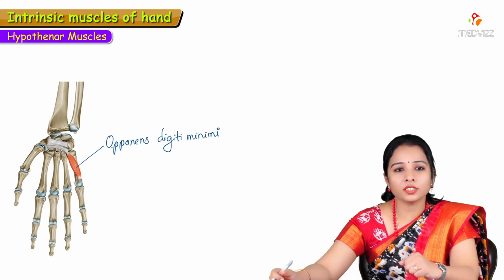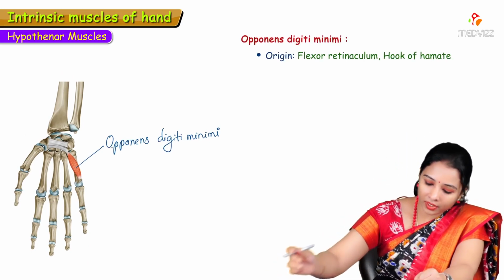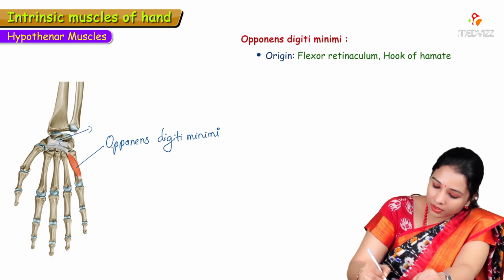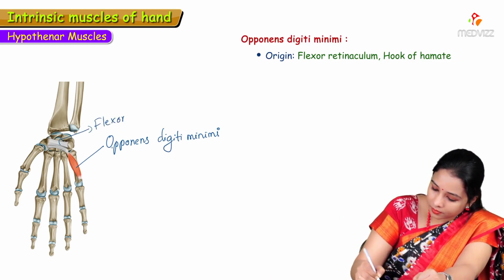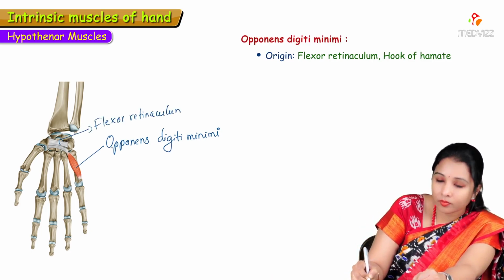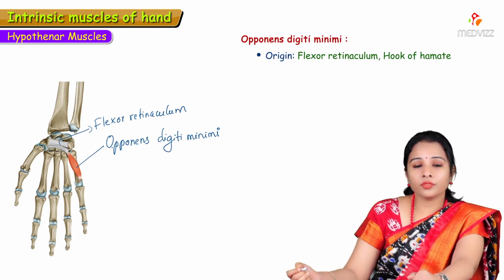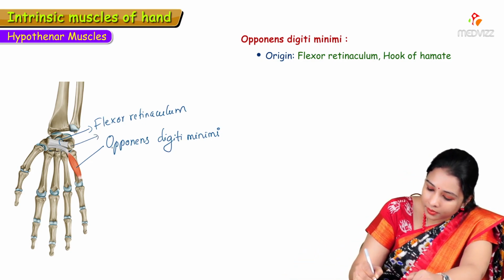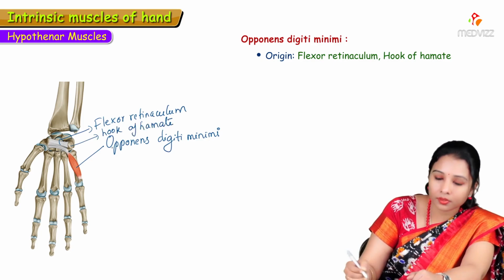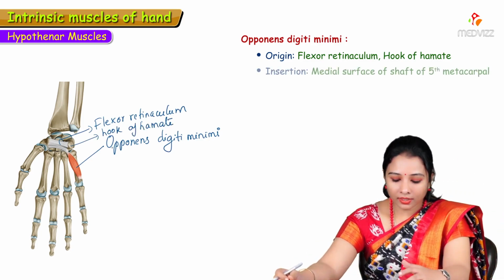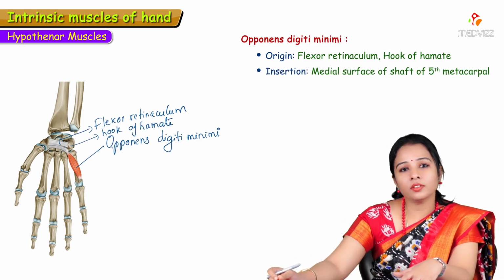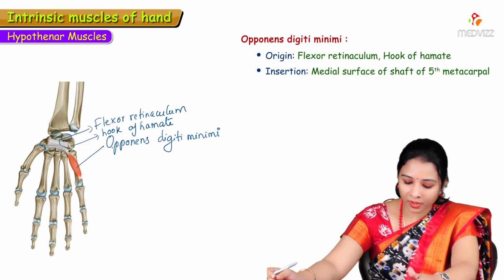So opponens digiti minimi gets origin from the flexor retinaculum. So this is the flexor retinaculum. It also gets origin from the hook of hamate and gets inserted to the medial surface of the shaft of the fifth metacarpal.